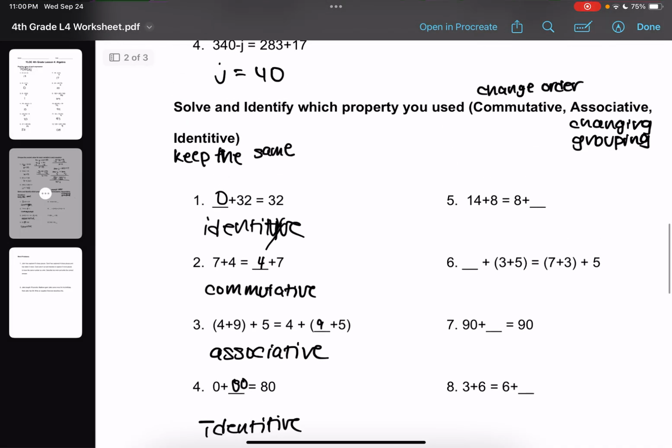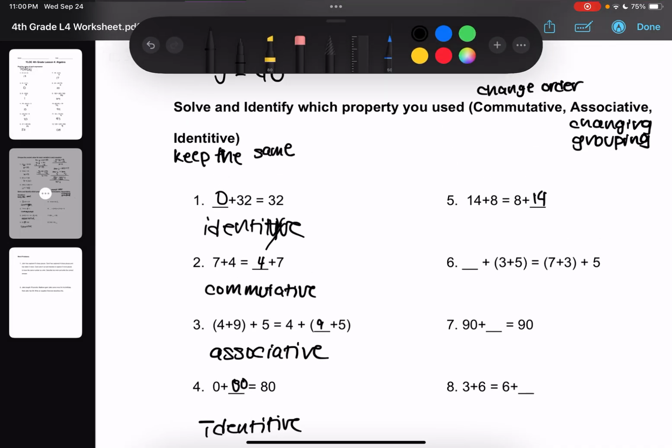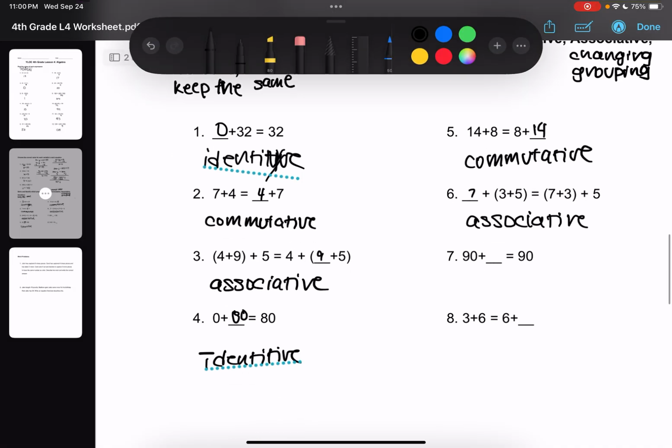Next, for number 5, you're just changing the order, so it's commutative. Number 6, you're just changing the grouping, so associative. Number 7, you're not changing anything in particular, so identity. And then number 8, changing the order, so commutative.